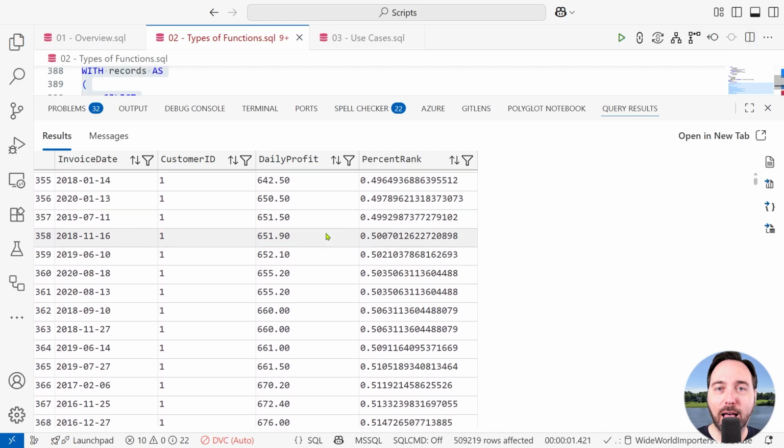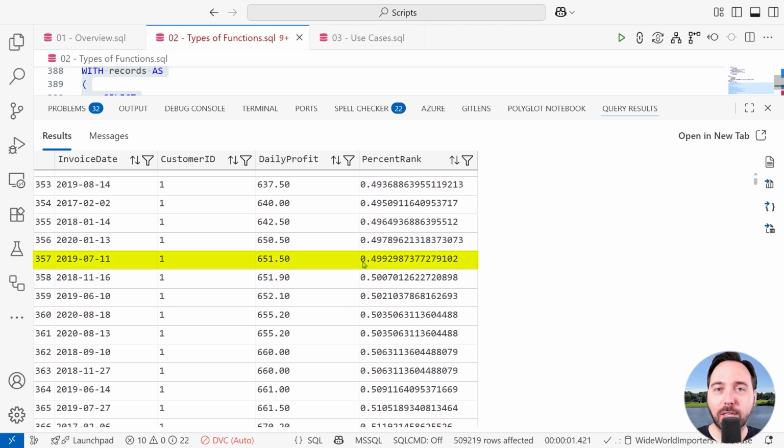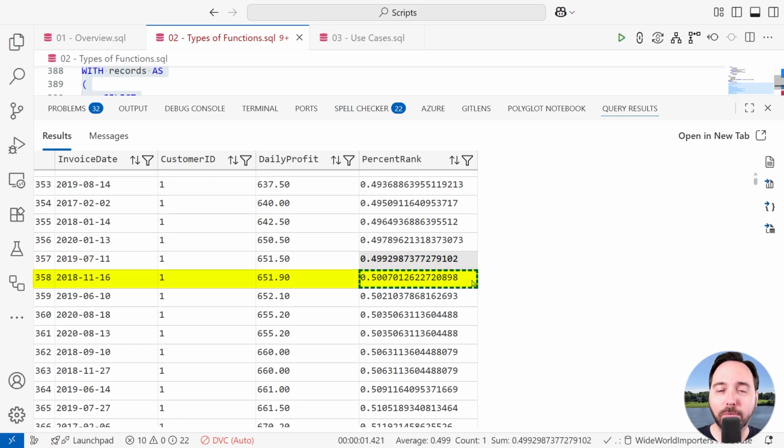If I want to know what the 50th percentile was, I can scroll up to where percent rank is right around 0.5, and it looks like the median value would be $651.70. The reason that I know this is because we have an even number of records. So I need to take the value closest to the 50th percentile but below, and then the value closest to the 50th percentile but above. And in this case, those are $651.50 and $651.90, respectively. Add those two together, divide by 2, and we get our median. That's quite a bit of effort to calculate a median, but there is a better alternative coming up.